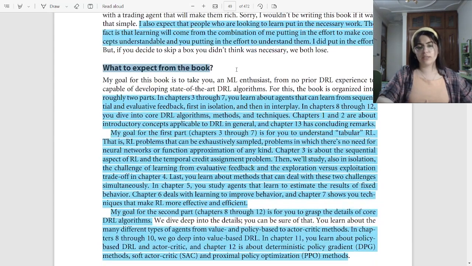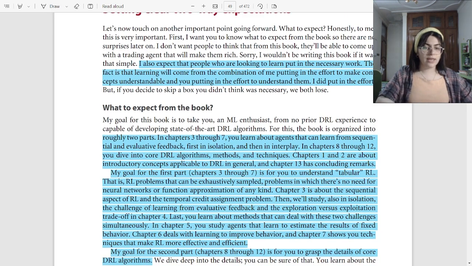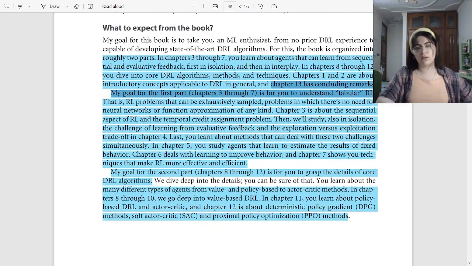Then it mentions what to expect from the book. In chapters 3 to 7, you'll learn about agents that can learn from sequential and evaluative feedback, first in isolation, then in interplay, as mentioned before. Chapters 8 to 12 cover the core of the RL algorithms. Chapters 1 and 2 are about introductory concepts, and chapter 3 has a concluding remark. Chapters 3 to 7 are more like tabular RL, the RL problems that can be exhaustively sampled, problems in which there is no need for neural networks or function approximation of any kind.